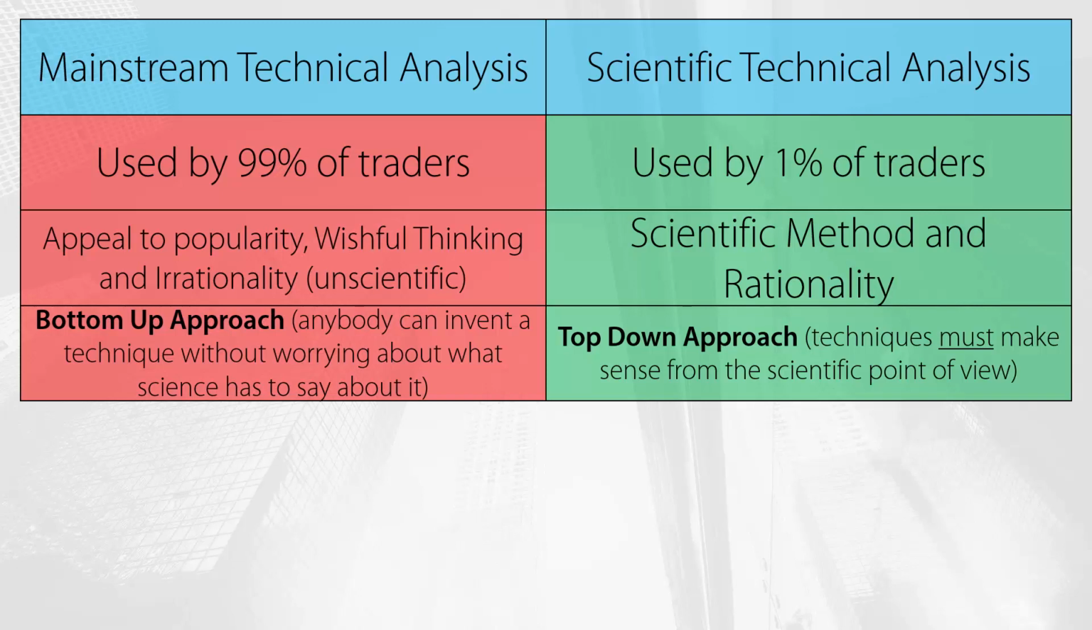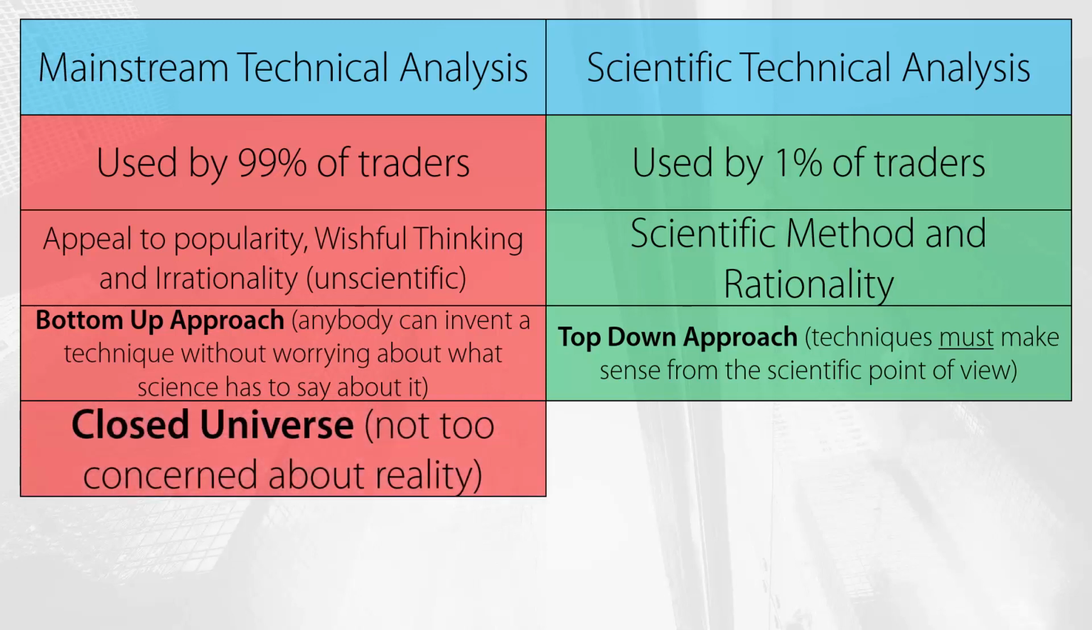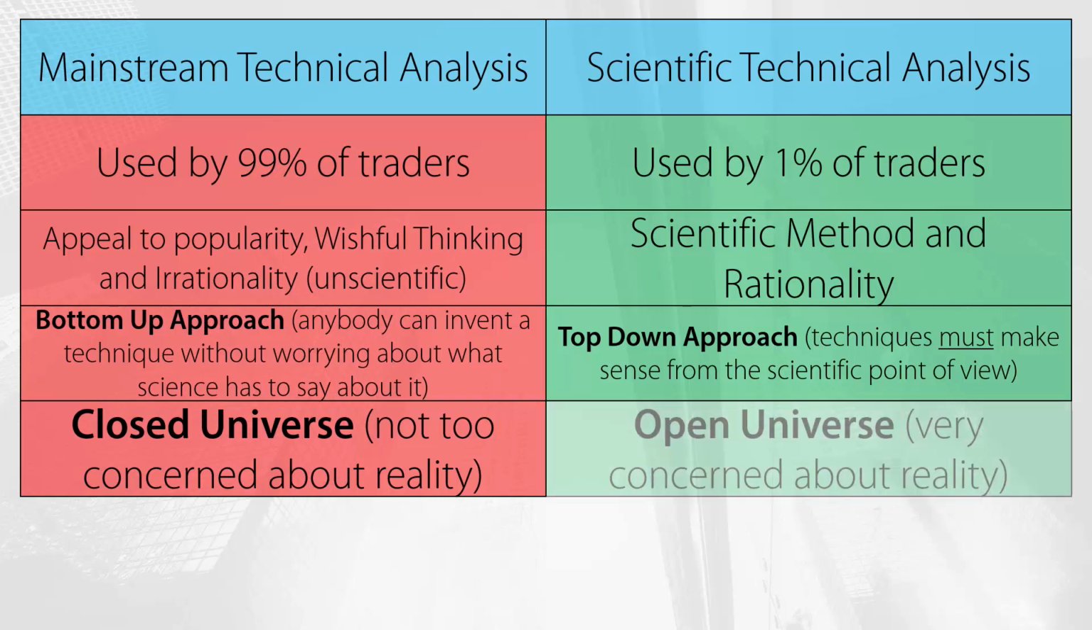The result is that most of the mainstream technical analysis is a closed universe that purposefully ignores how the world actually works, and the scientific type is an open universe deeply concerned about making sense scientifically and being in tune with how things actually work. At this point you might be wondering that the scientific type seems to be far superior to the mainstream type, and you are absolutely right about that. However, the mainstream type is still far more popular than the scientific type.